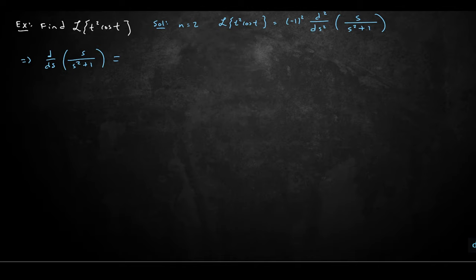Except we had an extra negative, so the first derivative by itself is 1 minus s squared over s squared plus 1 squared. So the extra negative from the last problem made it s squared minus 1. Well, we don't have that extra negative here, so we just have 1 minus s squared in the numerator. So that's the first derivative.